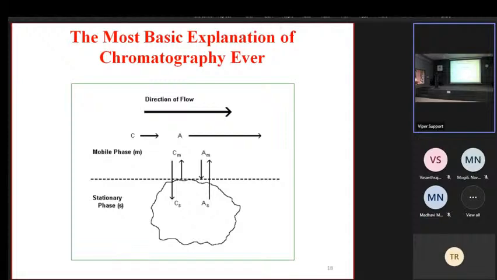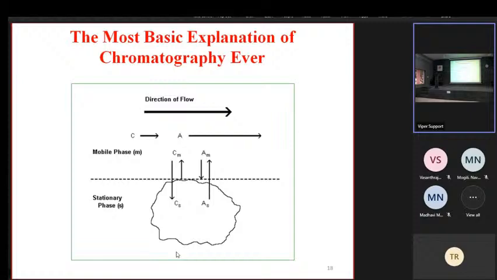Maybe C is paracetamol, and A is a constituent of the paracetamol, present as an impurity. We are synthesizing paracetamol from some derivative, and some part of the starting material is not converted into the final product. We got some impurities. So our sample contains C and A. We injected C and A.